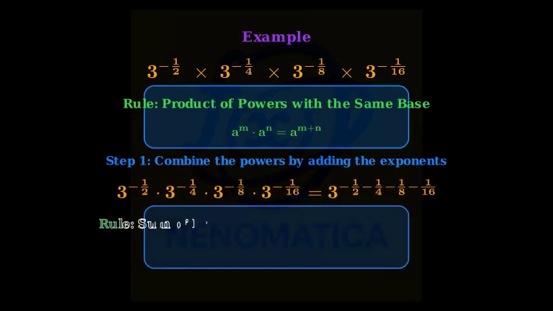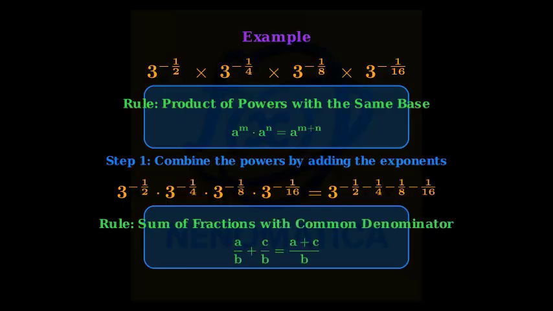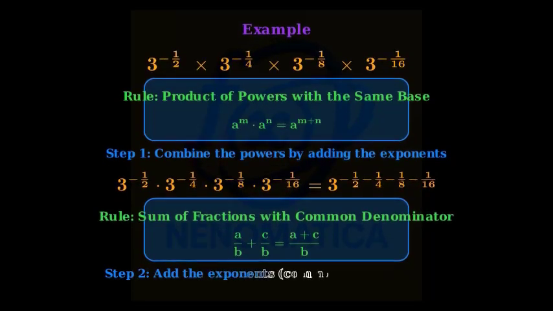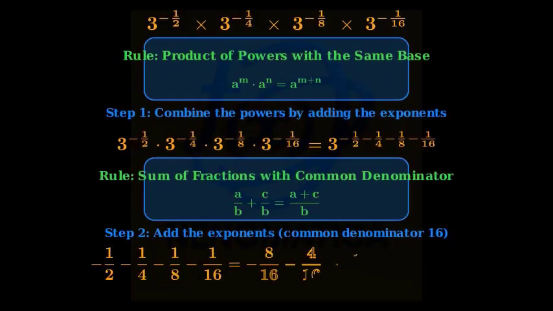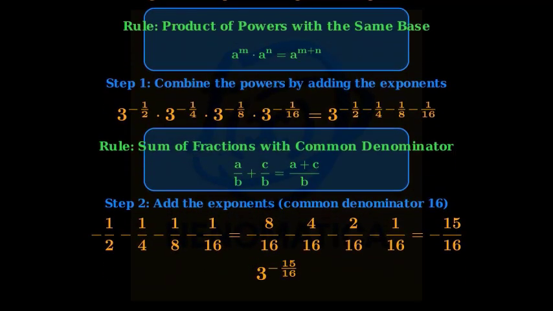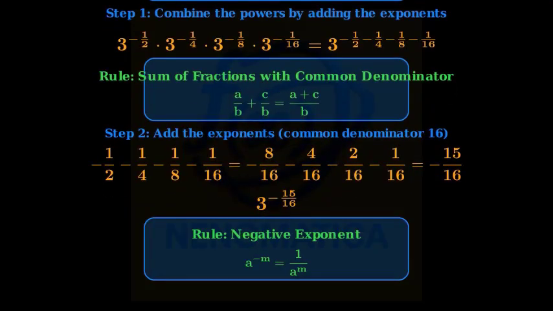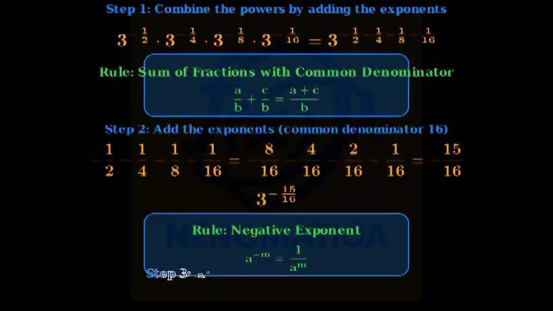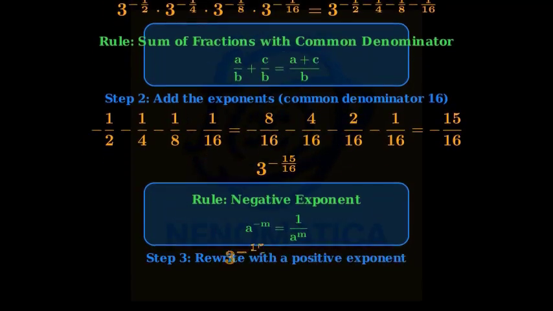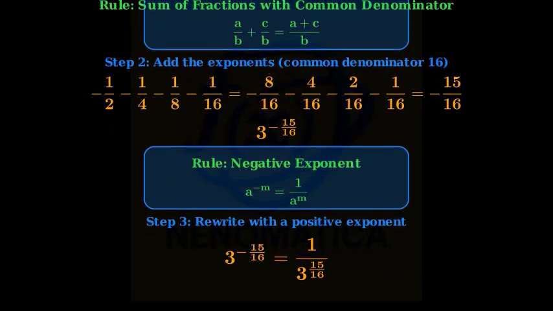Step 2. Add fractions by using a common denominator of 16. The sum is negative 15 over 16, so the exponent becomes negative 15/16. Step 3. Apply the negative exponent rule. A to the negative m equals 1 over a to the m. Rewrite the power of 3 with a positive exponent in the denominator.